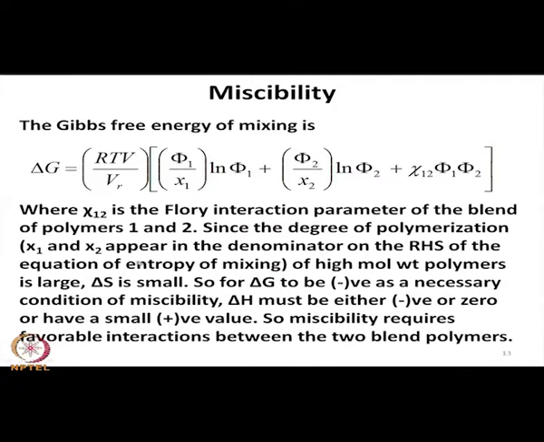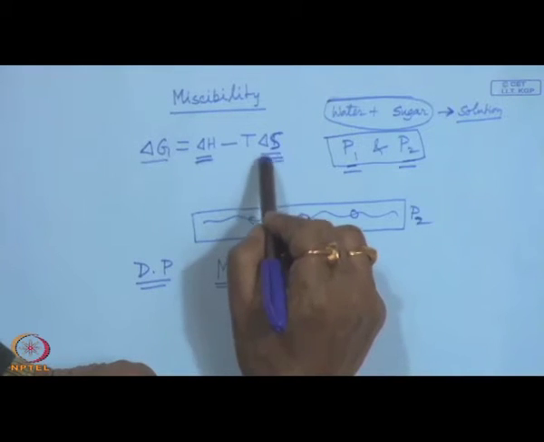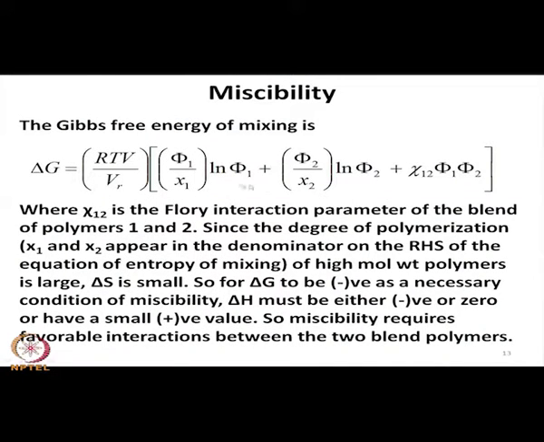Since the degree of polymerization x 1 and x 2 of the two component polymers appear in the denominator on the right hand side of the equation of entropy of mixing, the entropy of mixing of high molecular weight polymers is very large in x, and therefore, the delta S is very small. So, that means this x 1 and x 2 comes in the denominator. So, the delta S component becomes very small.